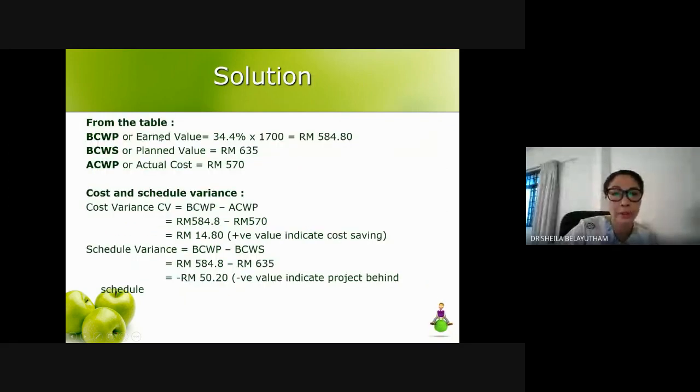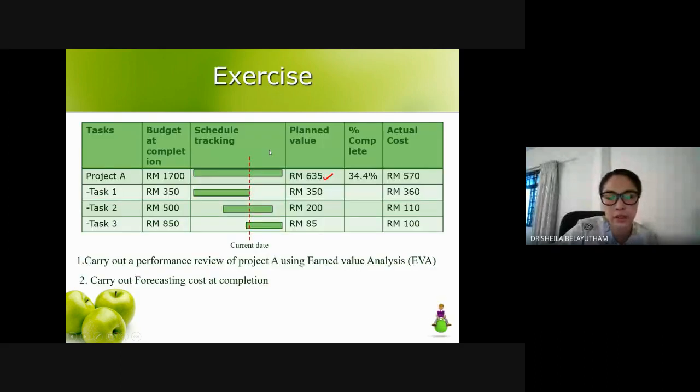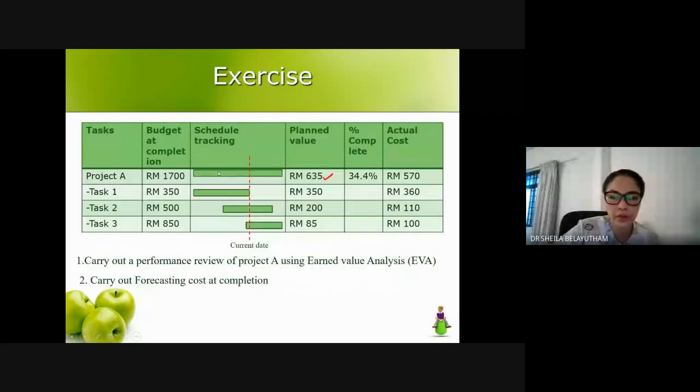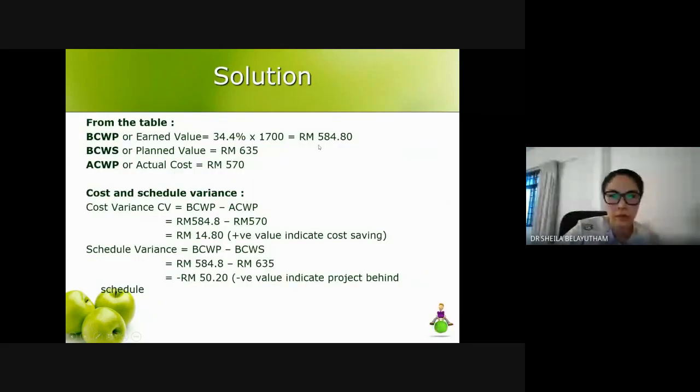Okay, so your earned value here represents that you have completed 34% of the entire project. That showcases around 584. And your planned value at that junction is around 635. Okay, and your actual cost is 570. So once you can gather this, the other things are pretty straightforward. Even from here, you could see that your plan value is 635.